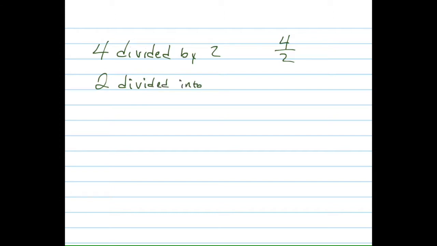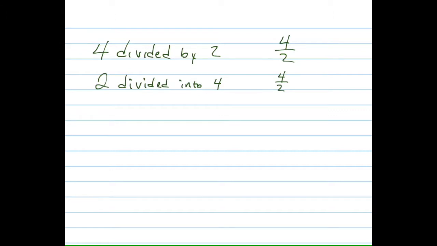If I wanted to divide 4 by 2, I could say 4 divided by 2, and that would be 4 over 2, or literally 4 divided by 2. But that would be the same as saying 2 divided into 4. Now this one's a little tricky, because if I say 2 divided into 4, then we have 4 over 2. But if I throw the word parts at the end, then it's something completely different.